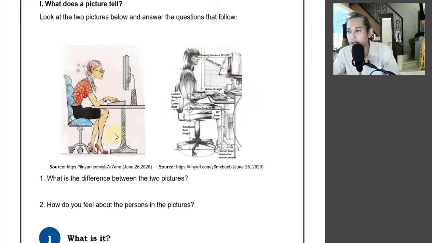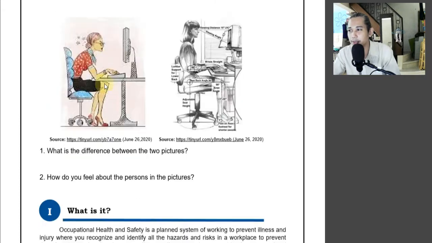So, guys, which of the two pictures is better? The better one, of course, is the one on the right. This is the correct position when we are going to use the computer. While this one, of course, we know is wrong.